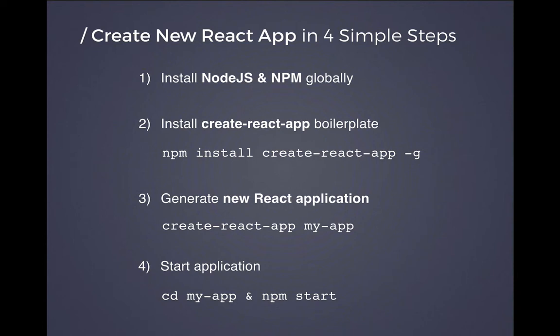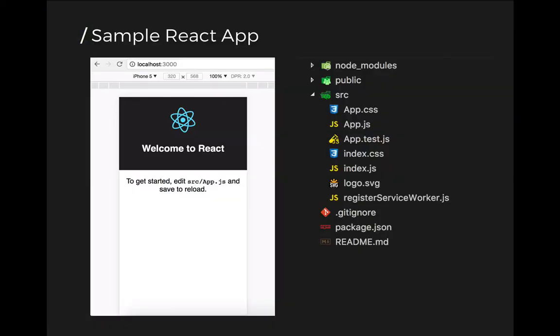After installing Node.js and NPM globally, you can use the Create React App boilerplate to quickly generate a React application that has progressive web app support by default. This is a screenshot of the application that is generated by Create React App. As you can see, it has everything that we need for us to start coding, including live reload.